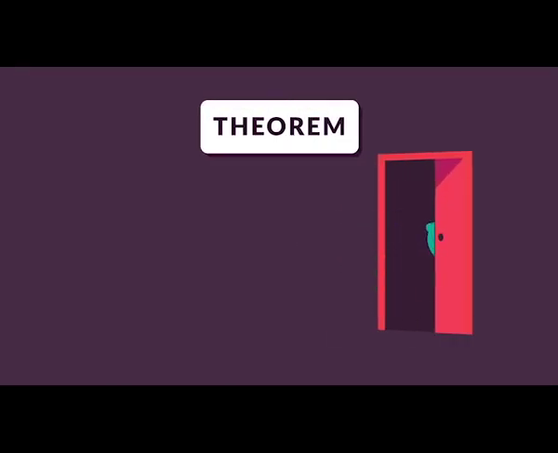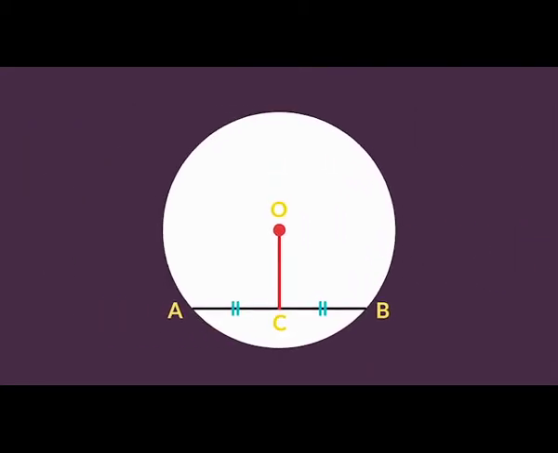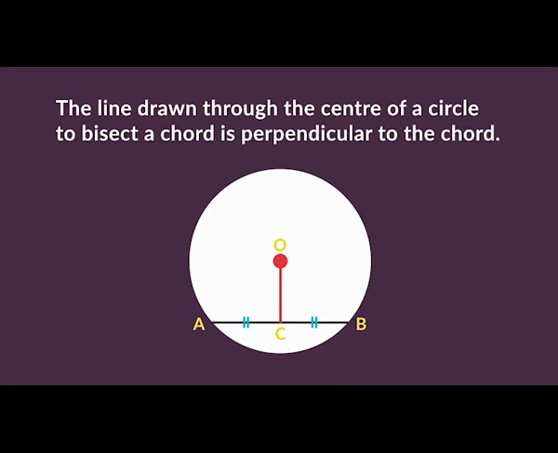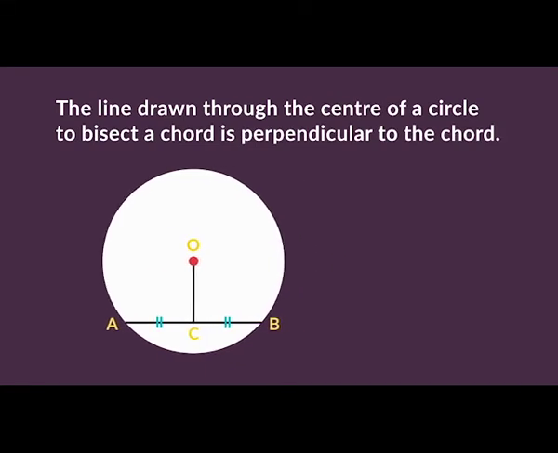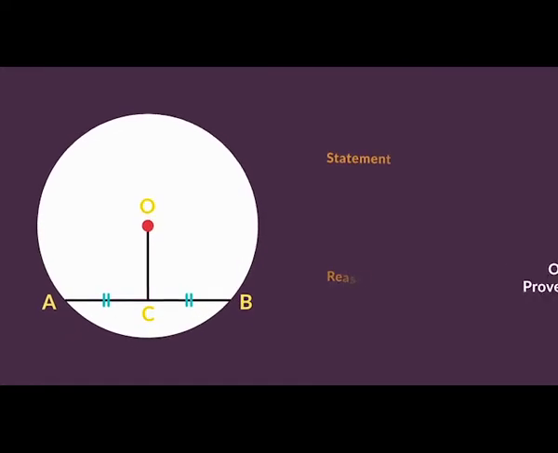The converse or reverse logic of this theorem is that the bisector of a chord from the center of the circle is perpendicular to the chord. We see here that AB is a chord of a circle with center O, and that OC bisects AB. We'll prove OC is perpendicular to AB. Okay, first join OB and OA, which are radii.